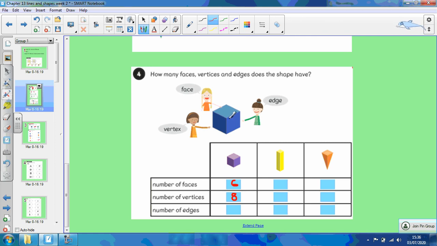Now, edges, we've got 1, 2, 3, 4 on the top, and 1, 2, 3, 4 on the bottom, so that gives us 8. Then we've got 1, 2, 3, and the fourth one at the back there. 8 plus 4, altogether there are 12 edges on a cube.